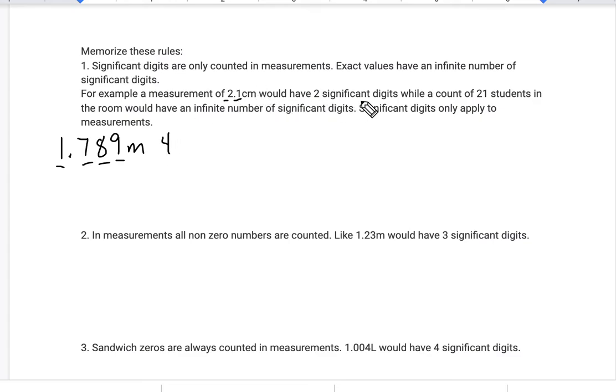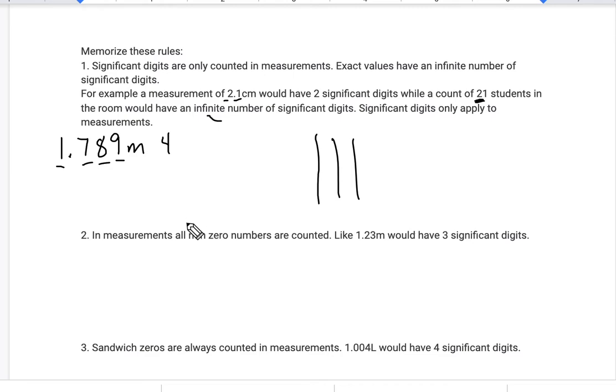Whereas if you have things that are exact values like 21 students, well, if you count 21 students in the class, hopefully there's nobody chopped up or something. There's going to be exactly 21 students, okay? There's not like a partial student, all right? Or if you had pencils sitting on the desk, like 3 pencils, 1, 2, 3, there's exactly 3, okay? So that's an exact value, so they have an infinite number of significant digits.